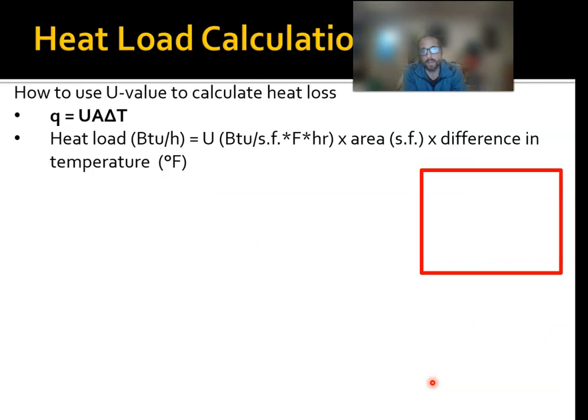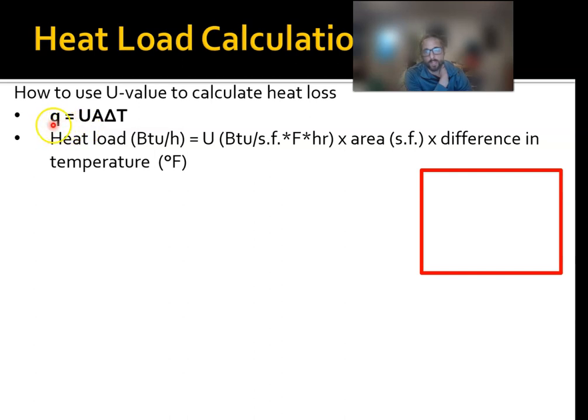So there's actually a formula for this when we want to calculate heat loss. If we want to calculate the heat loss through a surface in BTUs per hour, this is our formula. Q is your heat load or heat loss. It's UA delta T, so you want to jot that down. Q equals UA delta T. So the heat loss in BTUs per hour is U factor times area in square feet times the difference in temperature in Fahrenheit. Pretty straightforward formula.